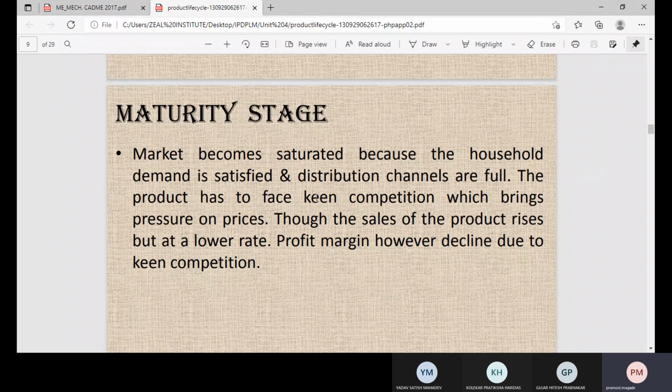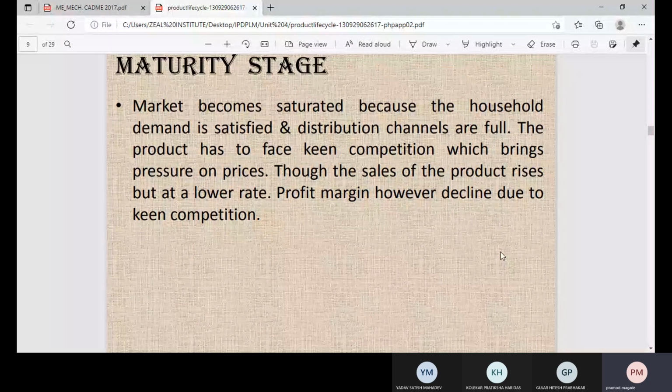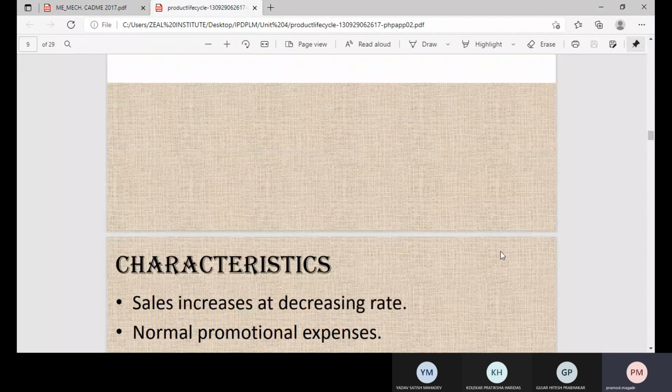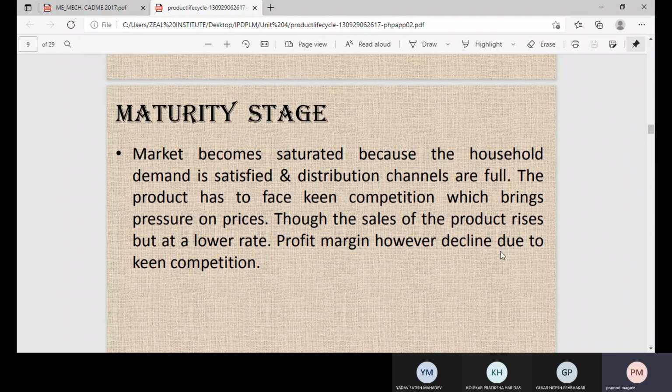The product has to face keen competition, which brings pressure on price. Of course, the sales of the product rise, but at a lower rate. So again, it starts from the introduction point of view. Whatever the rate was at the time of introduction, the same kind of situation will be at the end of the maturity stage. The profit margin, however, declines due to the keen competition, of course. There are a number of things, like copying things and developing the same things in different ways. So this will be the maturity stage where we get the maximum profit.